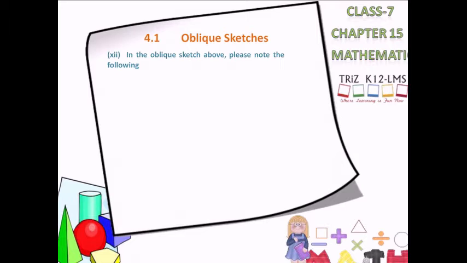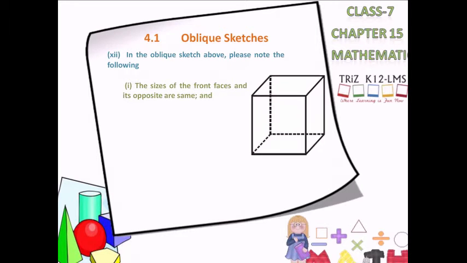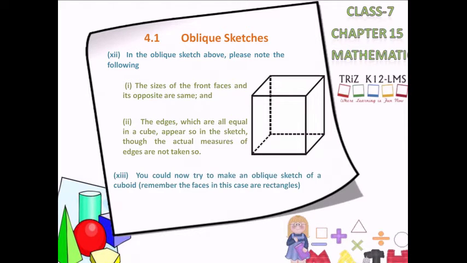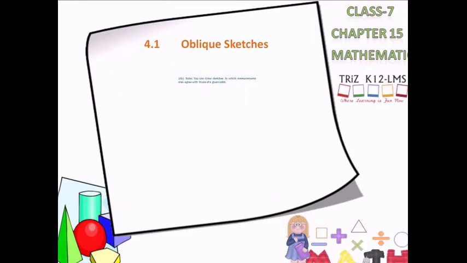In the oblique sketch above, please note the following. The sizes of the front faces and its opposite are same, and the edges, which are all equal in a cube, appear so in the sketch, though the actual measures of edges are not taken so. You could now try to make an oblique sketch of a cuboid. Remember, the faces in this case are rectangles. Note, you can draw sketches in which measurements also agree with those of a given solid.